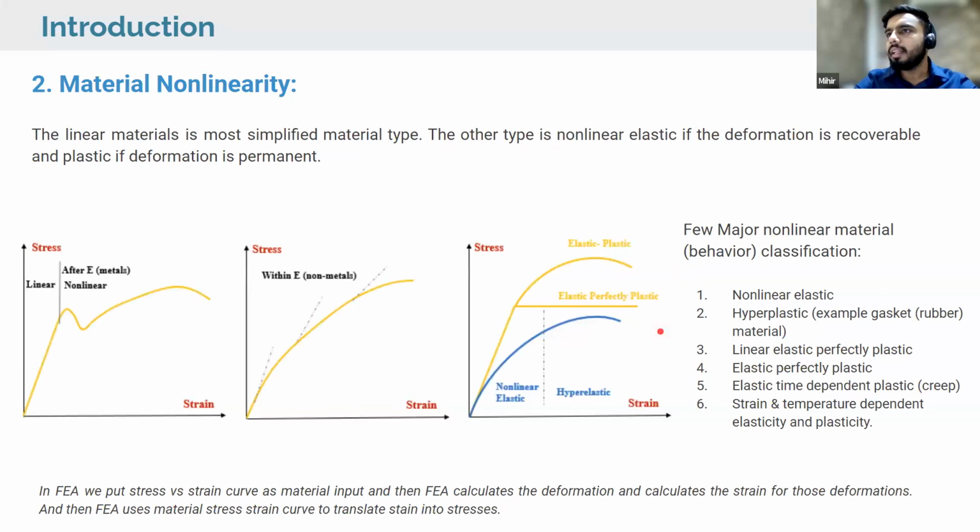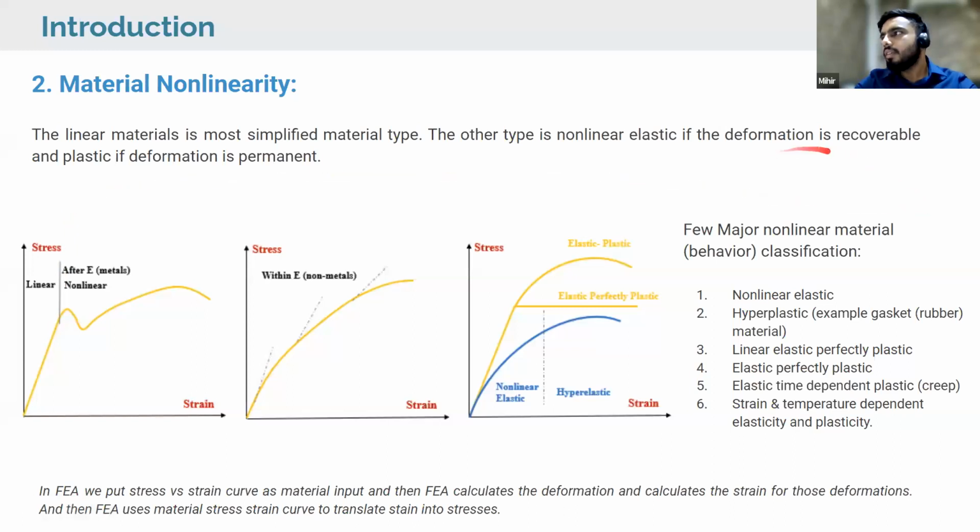Coming to the second thing, that is the material nonlinearity. The linear material is the most simplified material type, but that is not the general case. We idealize any material as a linear material, but obviously it follows some nonlinear behavior as well. The other types are nonlinear elastic, if the deformation is recoverable, and plastic, if the deformation is permanent. This is the linear material type that I'm talking about. And the other type can be nonlinear elastic, where the deformation is recoverable.